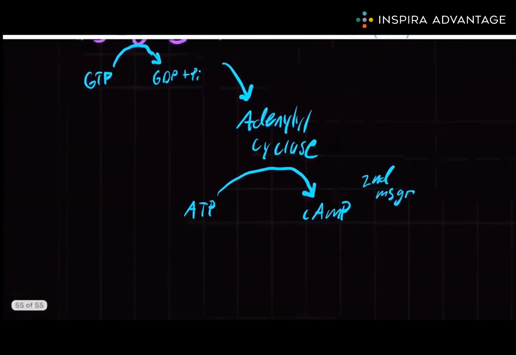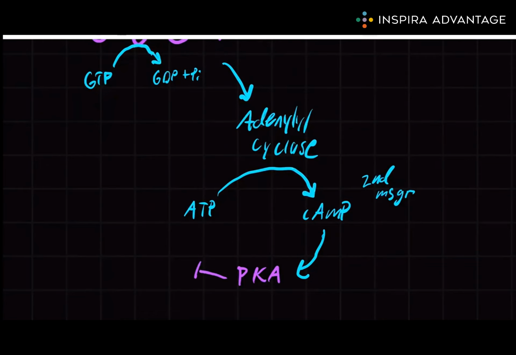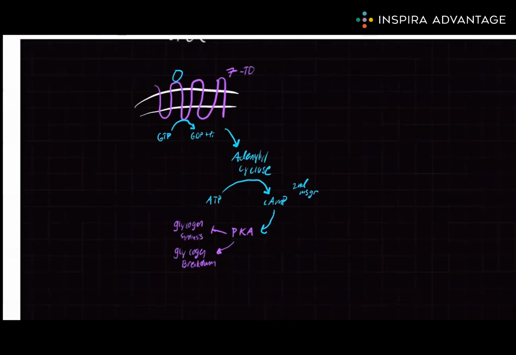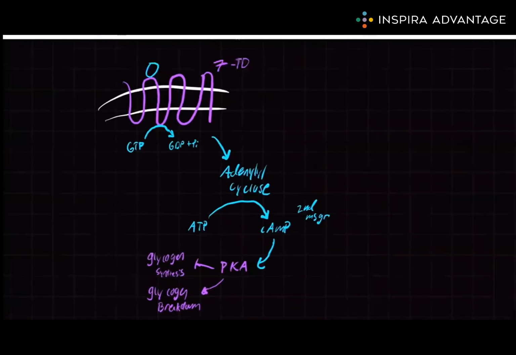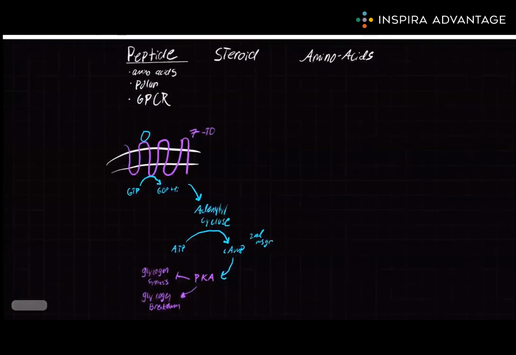Cyclic AMP will then turn on protein kinase A, or PKA, and PKA will then do many different things, such as inhibit glycogen synthase, as well as promote glycogen breakdown. And this is kind of your classic GPCR. Not all of them are going to act on PKA like this, but this is the one that the MCAT is known to test. It's also worth noting that peptide hormones exert their effects for a very short amount of time. So I'm going to write down transient here.